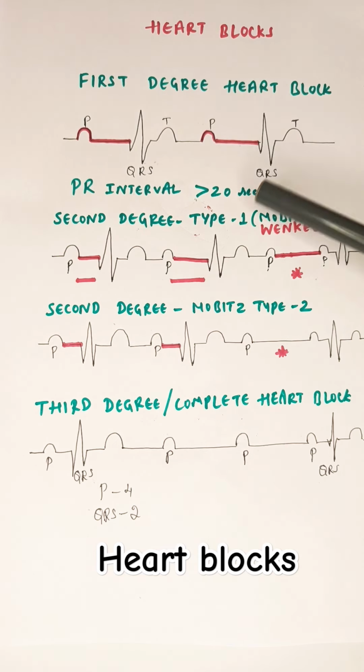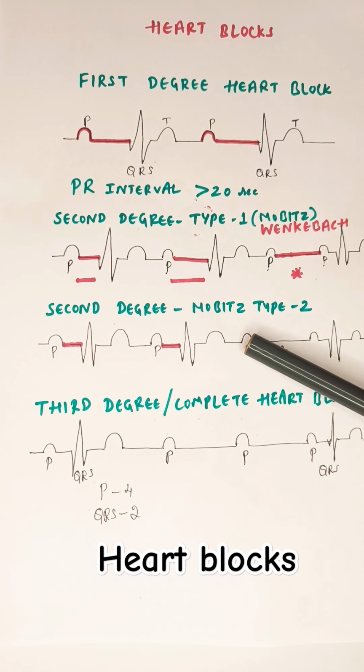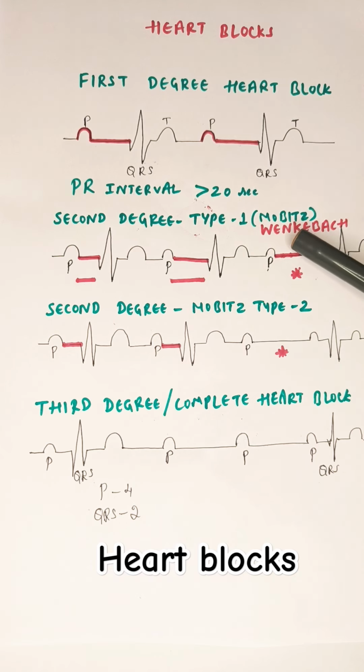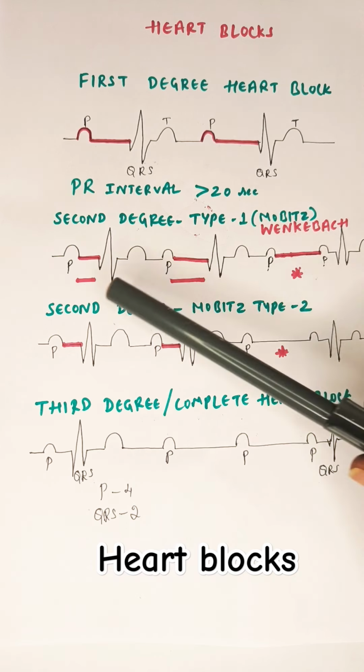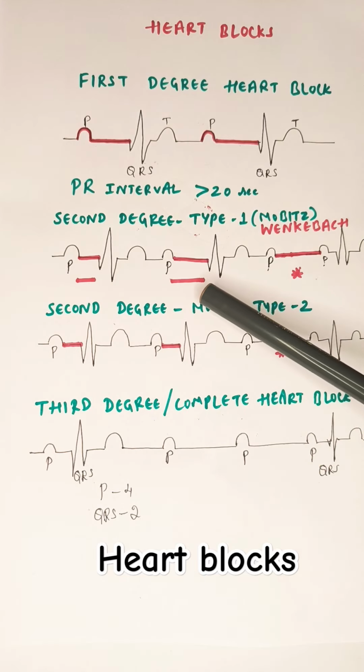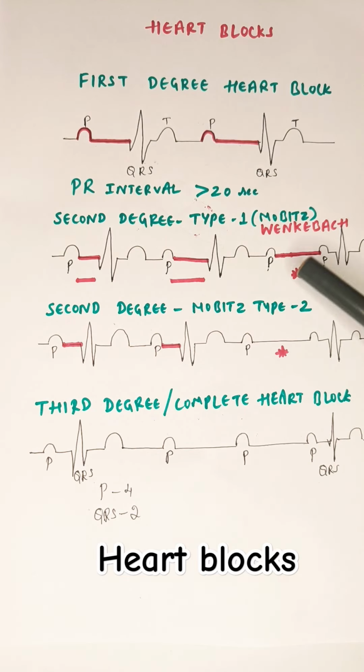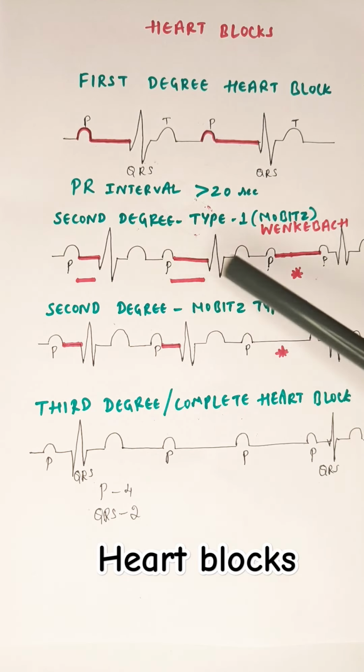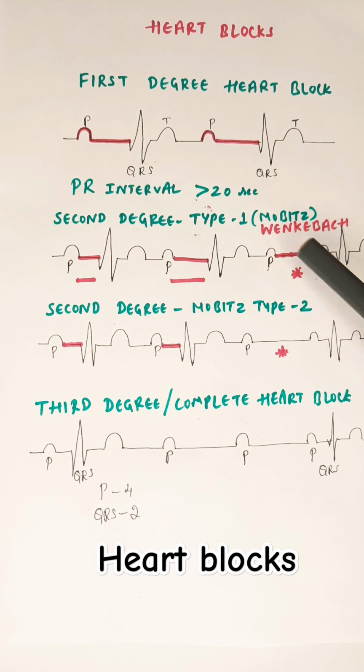Second degree heart block, there are two subtypes, Mobitz type 1 and Mobitz type 2. Mobitz type 1 is Wenckebach phenomenon. If you see here, there is a progressive prolongation of the PR interval until a QRS complex is dropped. If you see in the ECG, what is exactly happening is the PR interval is gradually prolonging or lengthening. Eventually, a P wave is not followed by a QRS complex. These patients are usually asymptomatic, but sometimes they can have mild dizziness.